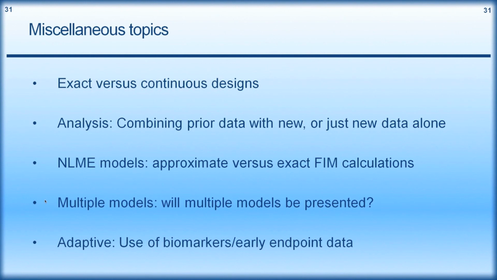In terms of presenting the results, are you going to present the results from a single model or multiple models? With multiple models, what are they going to be, and how is the design going to perform across those competing models, and how are you going to differentiate between models? And finally, with the adaptive designs, obviously the use of biomarkers or early endpoint data can be used to change the randomization based on early information rather than perhaps waiting for the final endpoint.